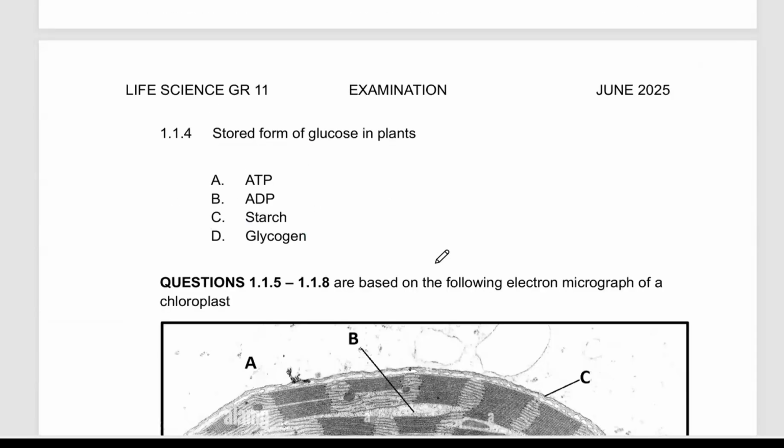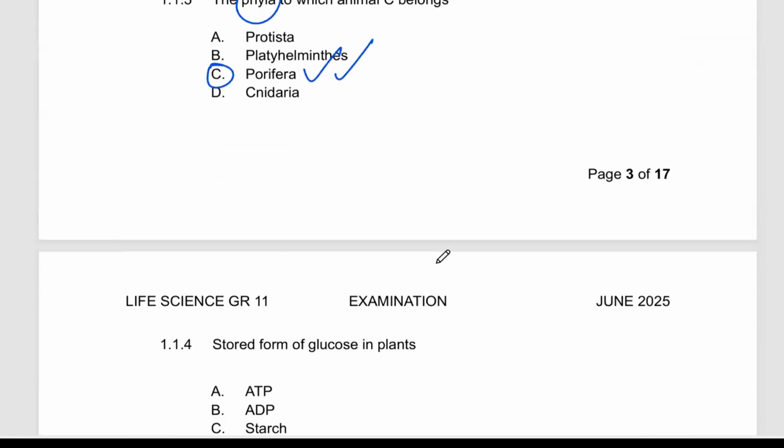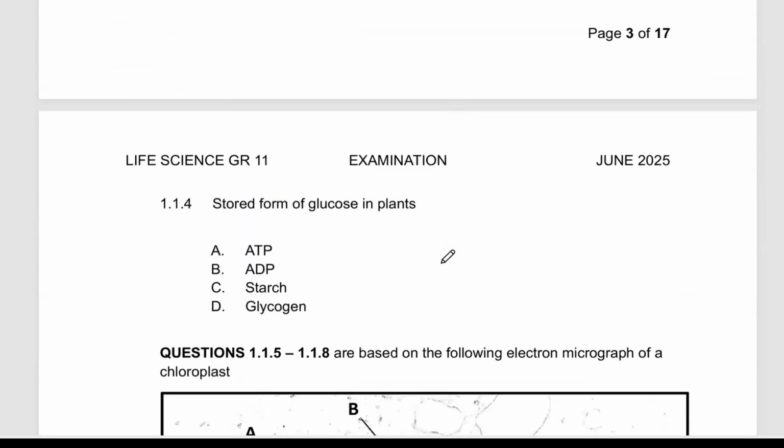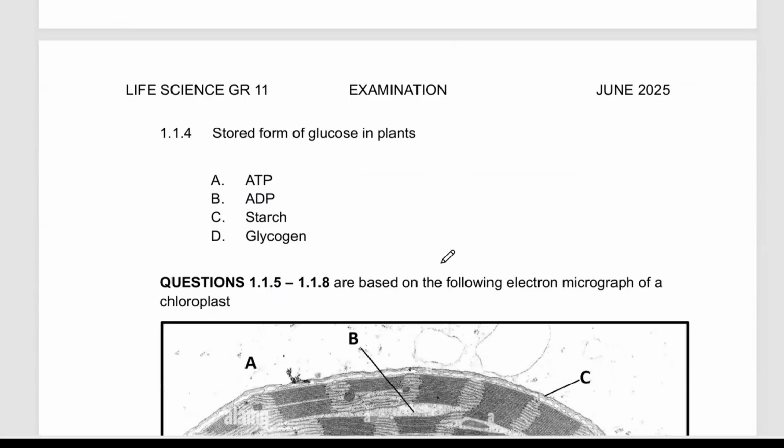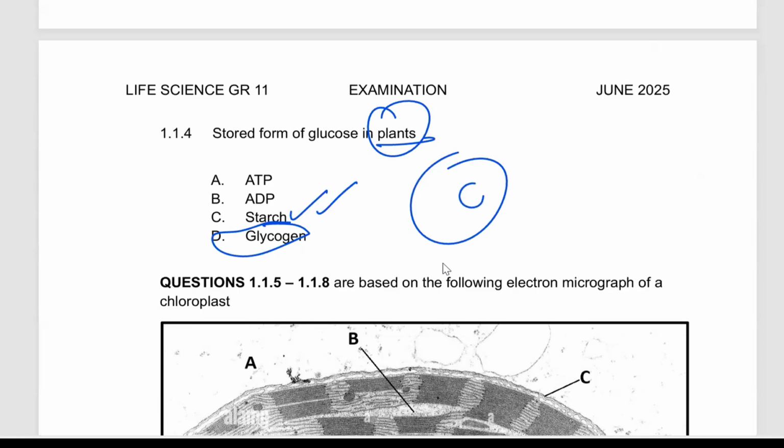They're saying 1.4, the stored form of glucose. In plants, we call it starch, and the stored form of glucose in animals, we call it glycogen. So since we are looking for the plants, the answer becomes C. C becomes the most correct answer.